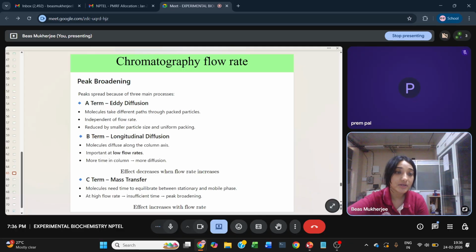Then we have something called peak broadening. Why does that happen? The three different components we already talked about are eddy diffusion, longitudinal diffusion, and mass transfer. Longitudinal diffusion decreases when the flow rate increases, but mass transfer increases when the flow rate increases. So there has to be a balance, and the particles should be smaller and preferably of similar size. Then the eddy diffusion would be reduced.